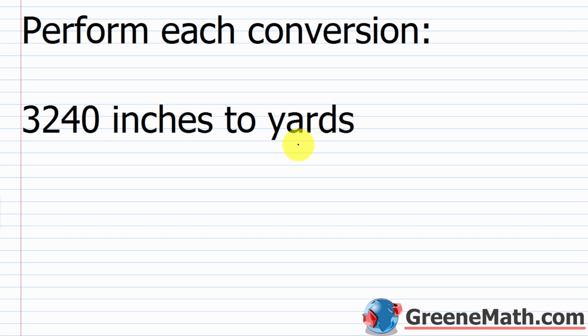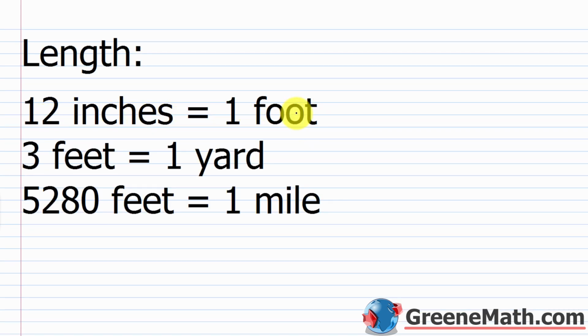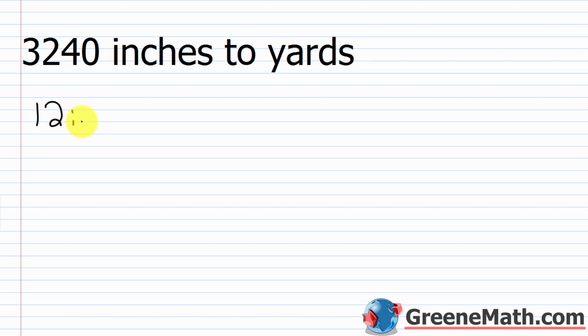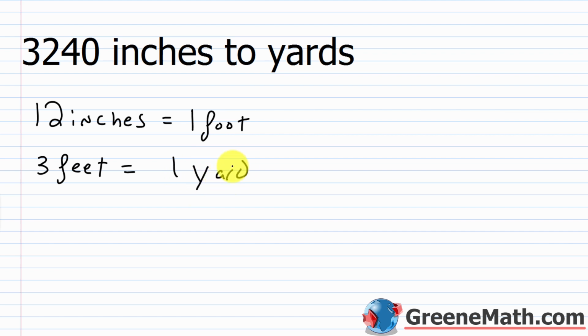So we're going to go up to the top real quick, and we're going to look at some common U.S. units of measurement that involve length. So for length, I have 12 inches equals 1 foot, and 3 feet equals 1 yard. So these are the two that we're going to work with here. So again, let's write that down. 12 inches is equal to 1 foot, and then 3 feet is equal to 1 yard. Because I want to go from inches to yards, and I don't know what the relationship is between inches and yards directly, I need to take inches and convert it to feet, and then go from feet to yards.